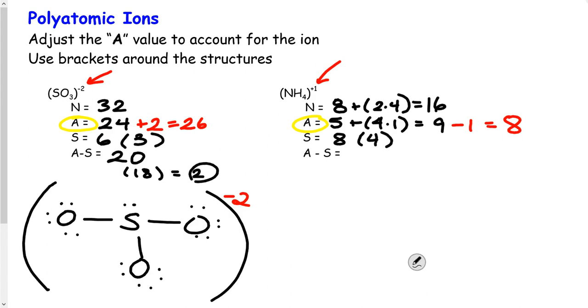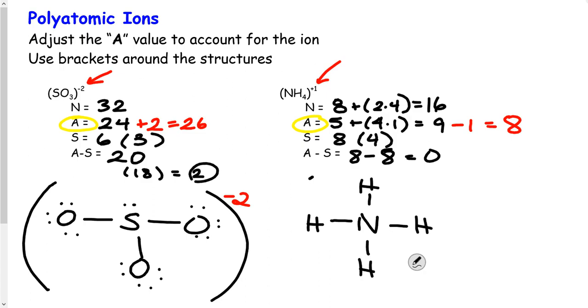Something else that you haven't seen at this point is that when you go to subtract the A and the S values, you end up with 0 lone electrons. Nitrogen in the middle, 4 single bonds to each of the 4 hydrogens. Place our brackets, and then put the +1 charge to indicate the ion.